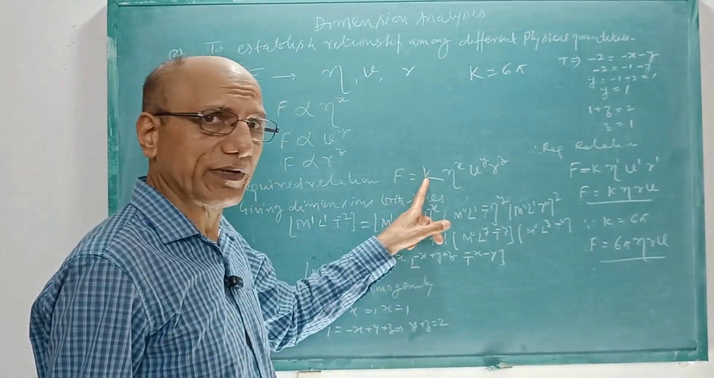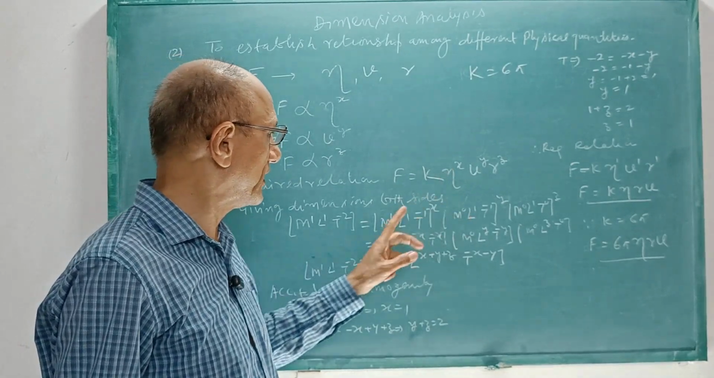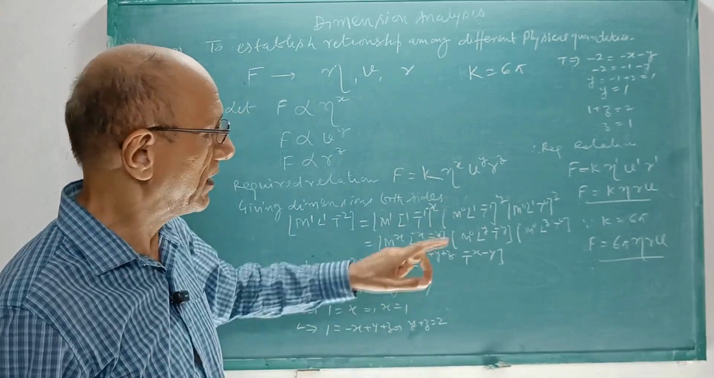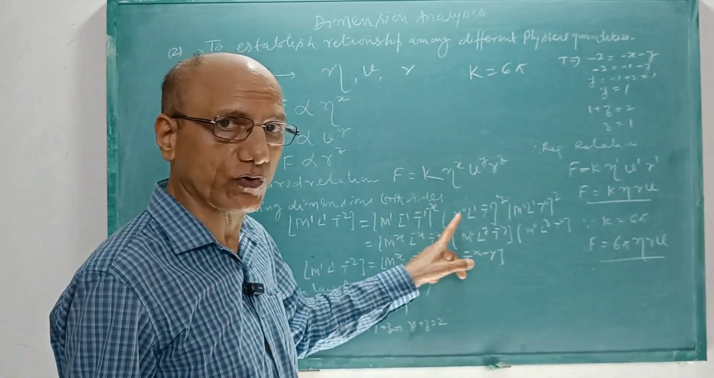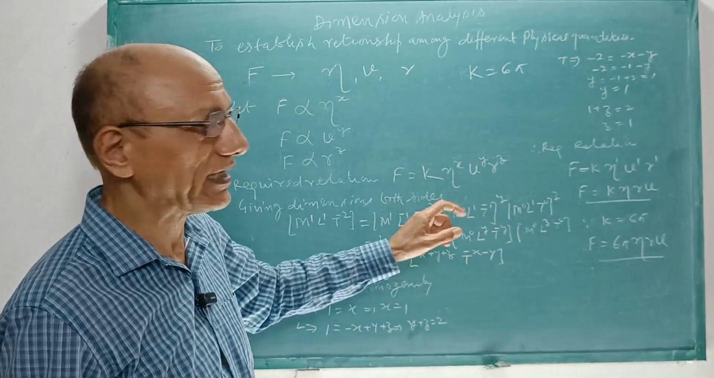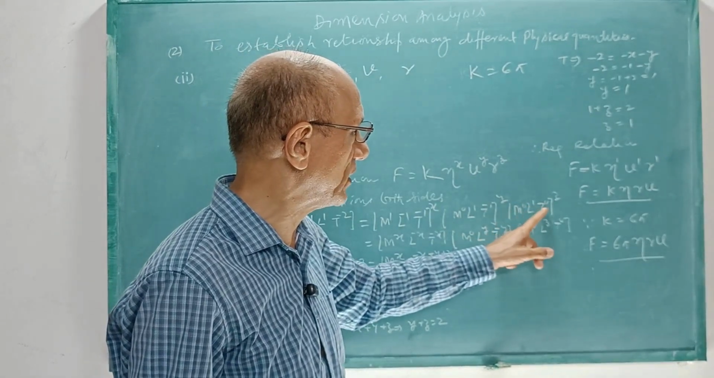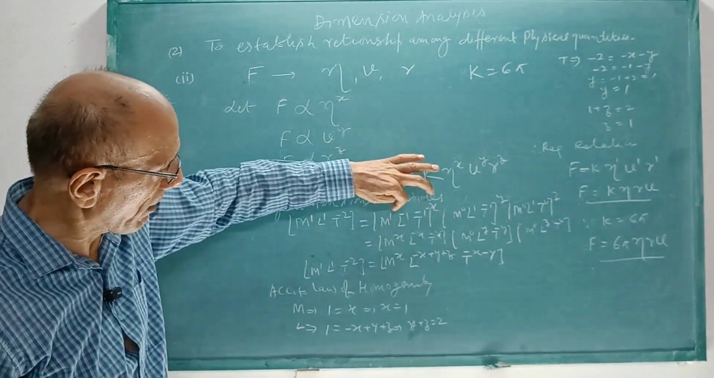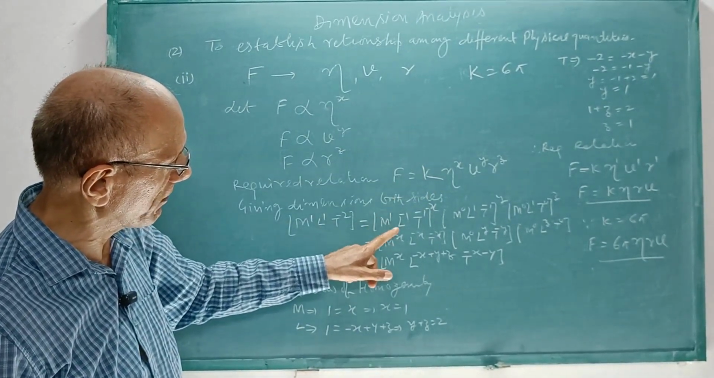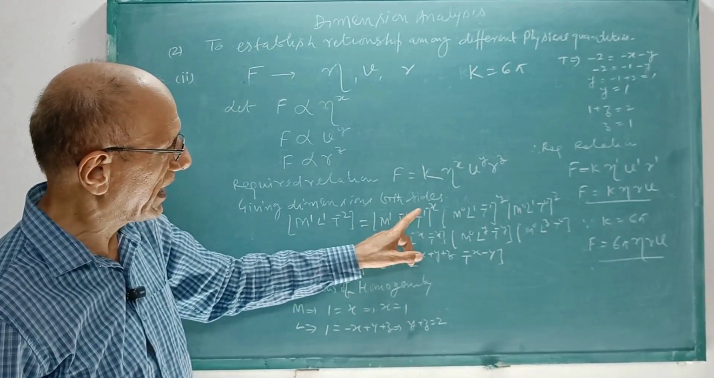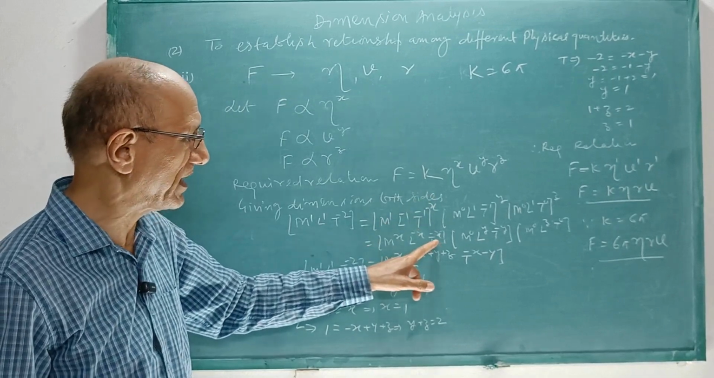Then k is dimensionless. The dimensional formula for eta is M^1 L^-1 T^-1, the whole power x. The dimensional formula for velocity is M^0 L^1 T^-1, the whole power y, and the radius is a length, M^0 L^1 T^0, the whole power z. Then you have to multiply the powers, so it is M raised to power 1 into x, L raised to power minus 1 into x is minus x, and T raised to power minus 1 into x is minus x.